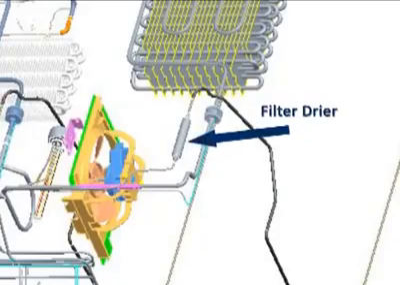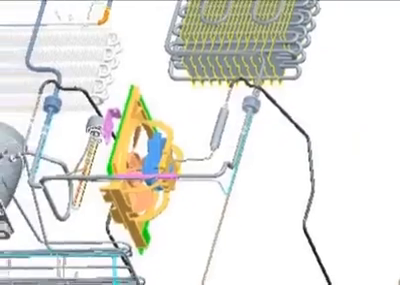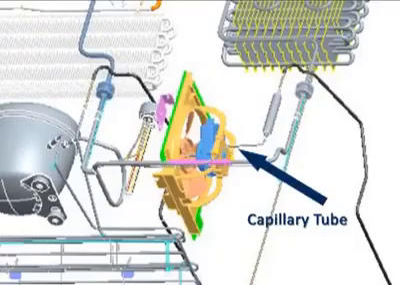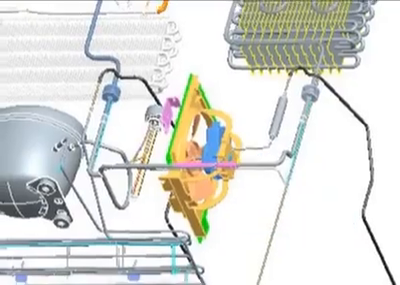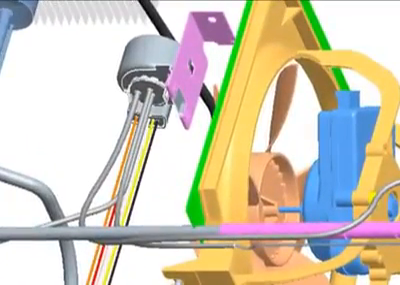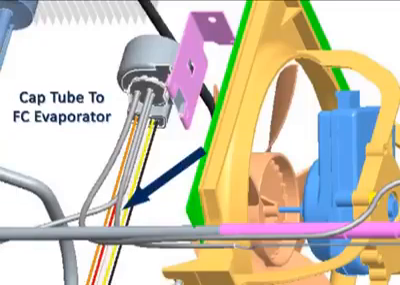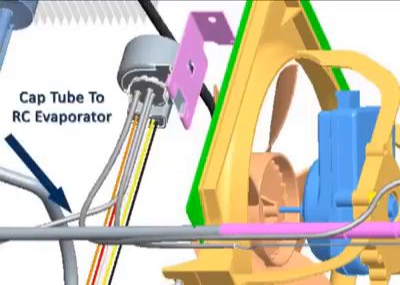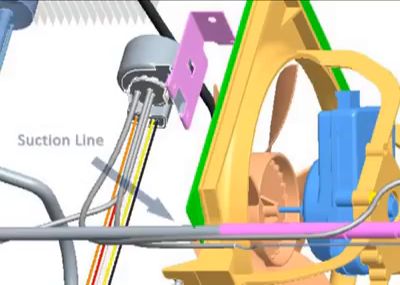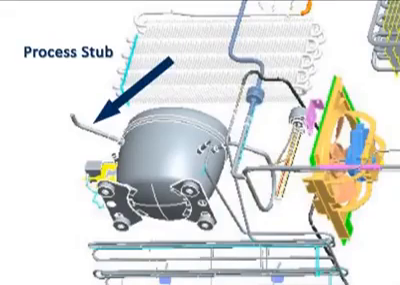The outlet of the heat loop is connected to the inlet of the filter dryer, which is designed to filter out debris and remove any moisture. The outlet of the dryer is a capillary tube, also called cap tube. It connects the filter dryer to the inlet of the three-way rotary valve. The three-way refrigerant valve directs the refrigerant flow. There are two cap tube outputs from the valve. One is connected to the inlet of the freezer evaporator and the other is connected to the inlet of the refrigerator evaporator. The outlet tubes from the refrigerator and freezer evaporators merge into one suction line that connects to the compressor. Note, the process stub on the compressor is used for servicing the compressor.